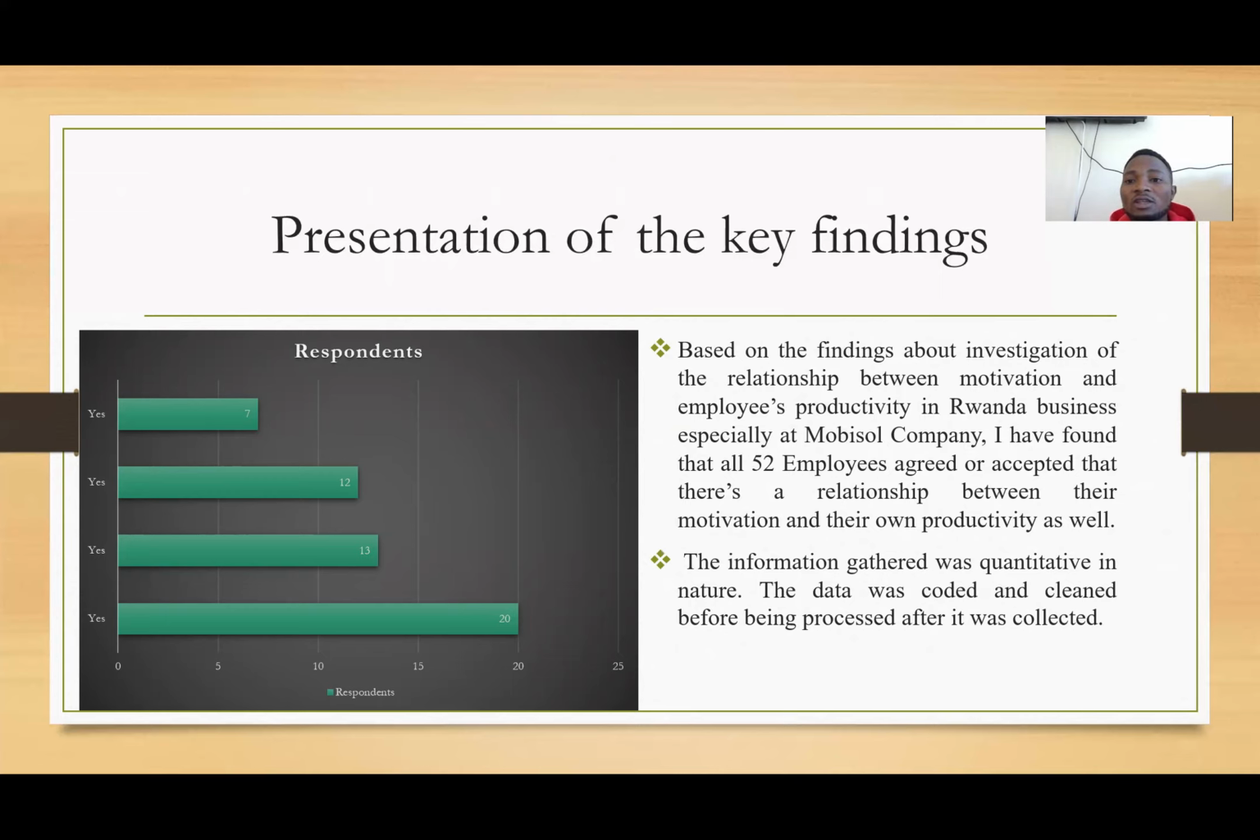So based on the findings about the investigation of the relationship between motivation and employees' productivity in Rwandan businesses, especially at Mobisol company, I found out that all 52 employees accepted that there is a relationship between their motivation and their own productivity as well. The information gathered was quantitative in nature. The data was coded and cleaned before being processed after it was collected.